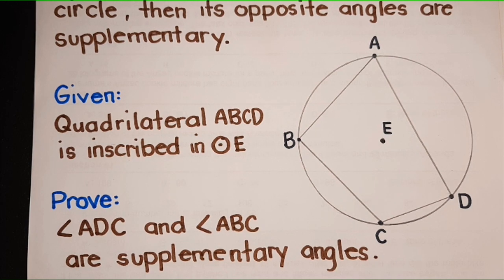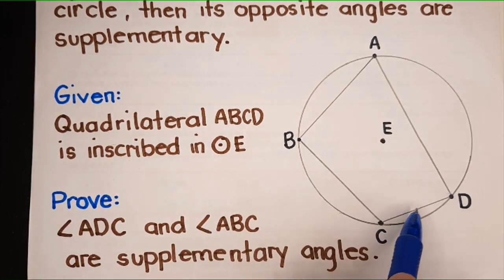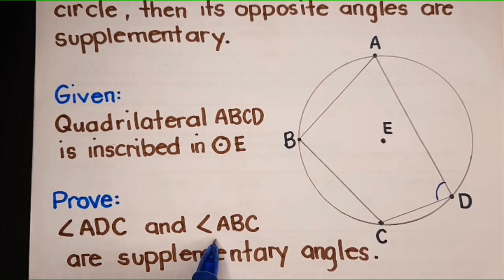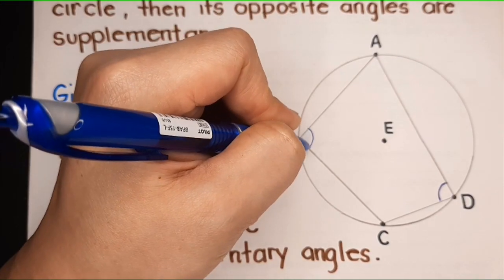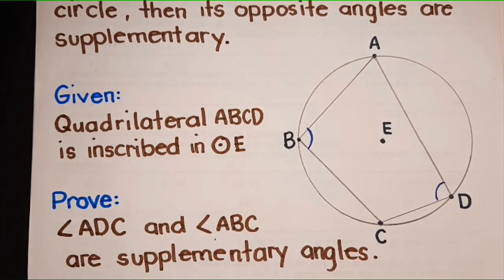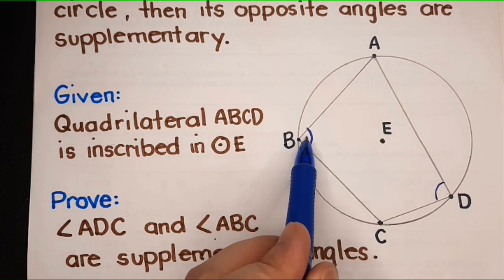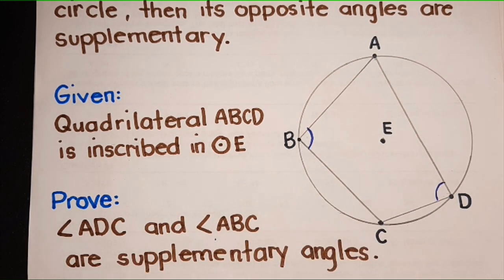quadrilateral ABCD. So, we prove that angle ADC, where is that? ADC. So, this angle, and angle ABC, so this angle, are supplementary angles. So, yan yung statement natin kanina. So, if you have a quadrilateral inscribed in a circle, we prove that the two opposite angles here, this one, they are supplementary angles.